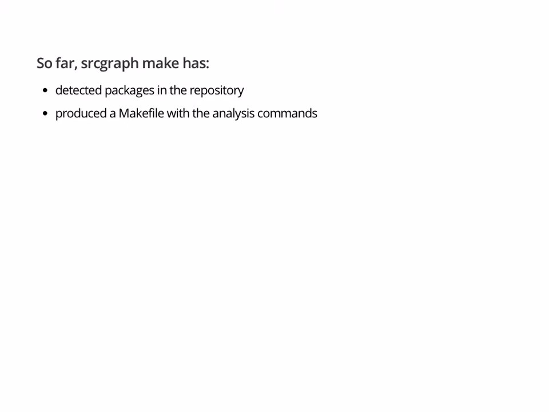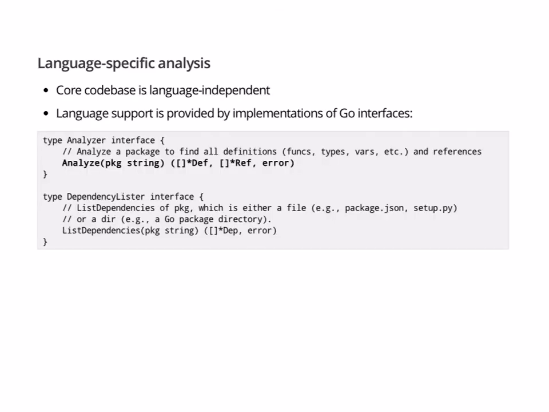So far, Sourcegraph make has detected packages in the repository and produced a makefile with the analysis commands that are necessary to actually perform the analysis. And the next step is for it to actually run these commands. And let's see what that looks like. So the main command that it'll run is this graph, which we also call analyze. And this will essentially look at a package and find all the definitions and references in it.